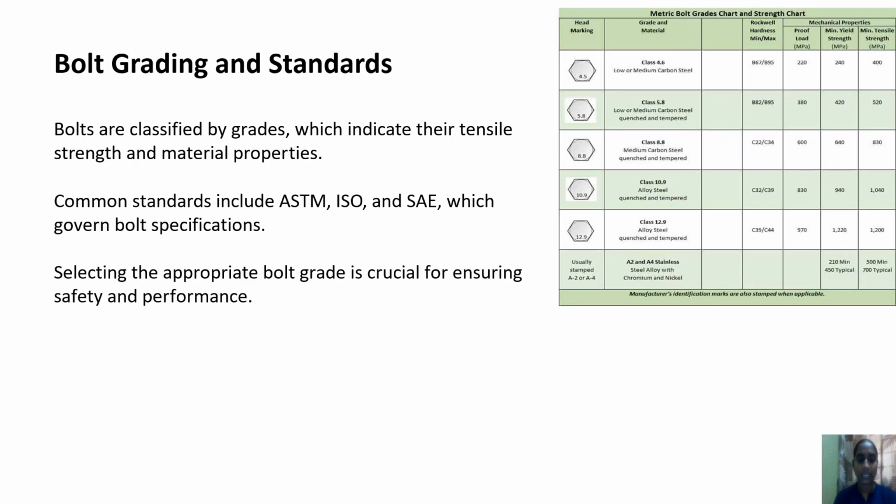Bolt grading and standards. Bolts are classified by grades which indicate their tensile strength and material properties. Common standards include ASTM, ISO, and SAE, which govern bolt specifications. Selecting the appropriate bolt grade is crucial for ensuring safety and performance.